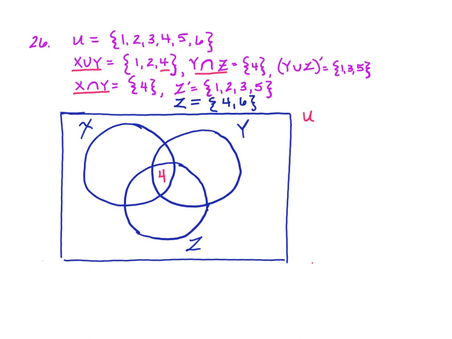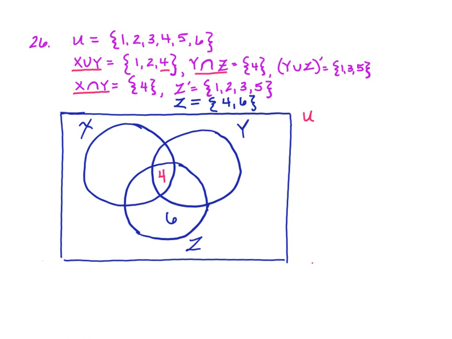Well, if 4 and 6 are in Z, I already have 4 where it belongs. 6 is in Z, and I know that 6 is not in Y or X, because if it was, then it would have been included in their subsets in some way.